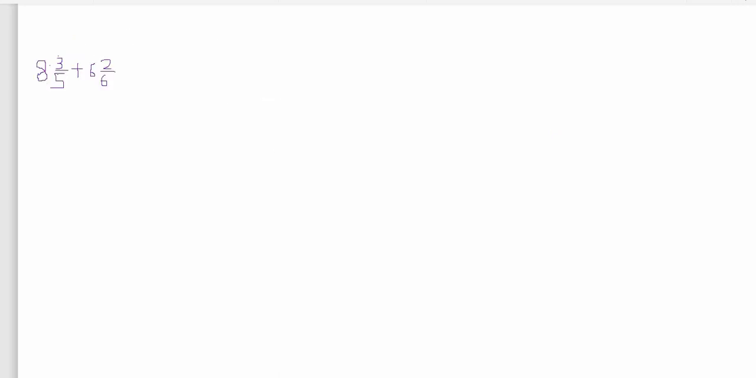Again, we do the same step for this example. 5 times 8 equals 40. We plus 40 by the 3, which is the numerator. We then got 43 over 5. On the left hand side, we times the denominator 6 by the whole number 6. Then plus the answer by the numerator 2. We then got 38, and we bring 38 over the 6. Finding the common denominator, we do 6 times 5, we got 30.